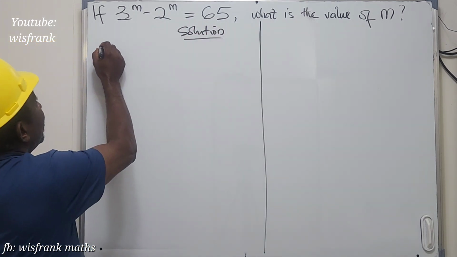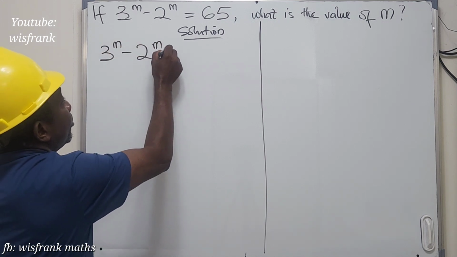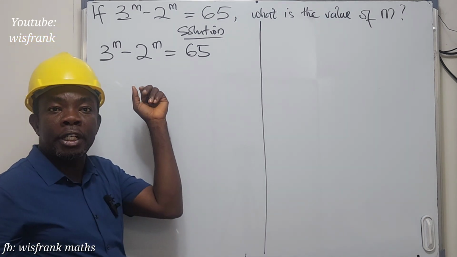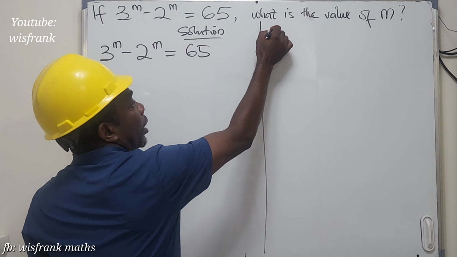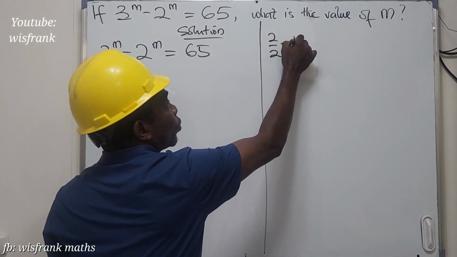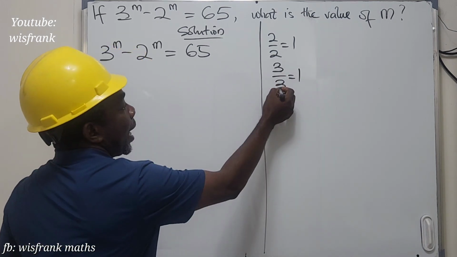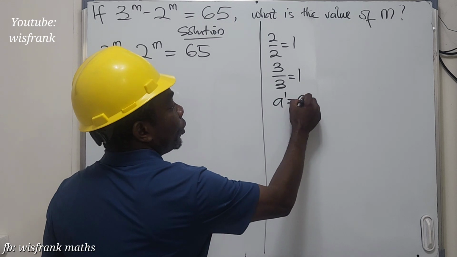Solution, we are given here 3 to the power of m minus 2 to the power of m equals 65. So we have an exponential equation here. What we are going to do, we recall that if we have 2 all over 2 equals 1, and 3 all over 3 equals 1. And also, if we have a to the power of 1 equals a.